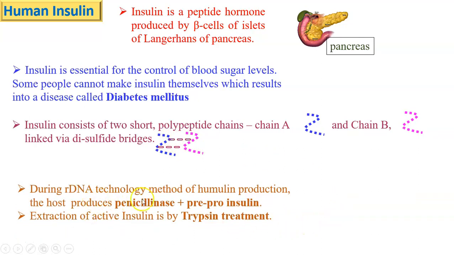During the recombinant DNA technology method of humulin production, first the host produces a precursor, an inactive form, which is penicillinase plus preproinsulin. And then we need to give trypsin treatment to it for the extraction of insulin in the active form. So these are the precursors of chain A and chain B.